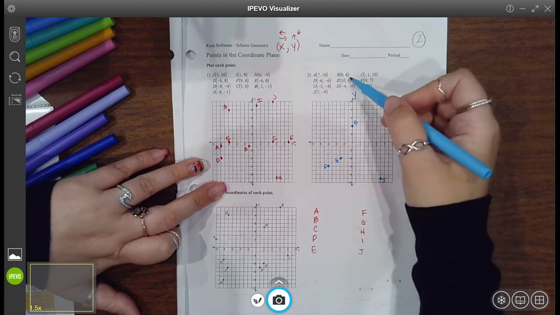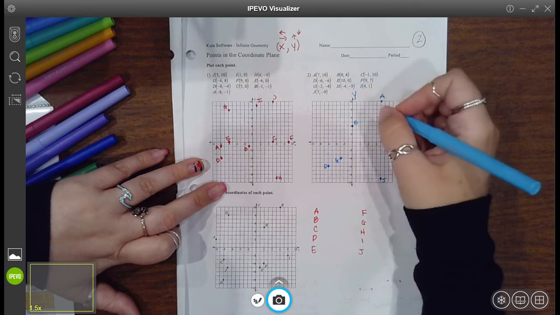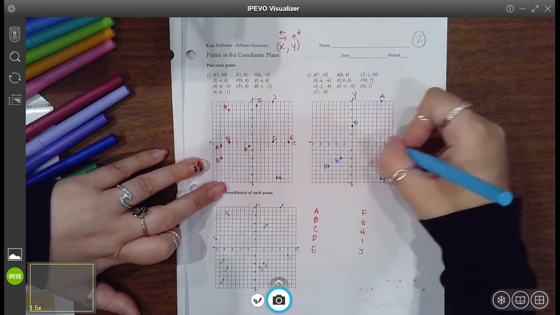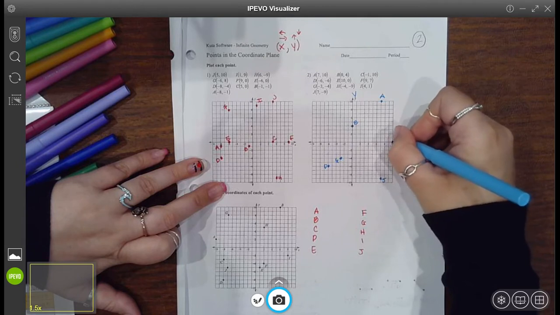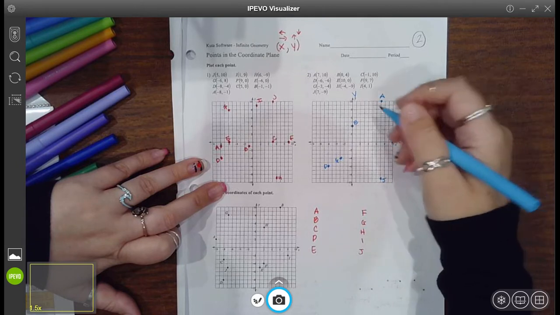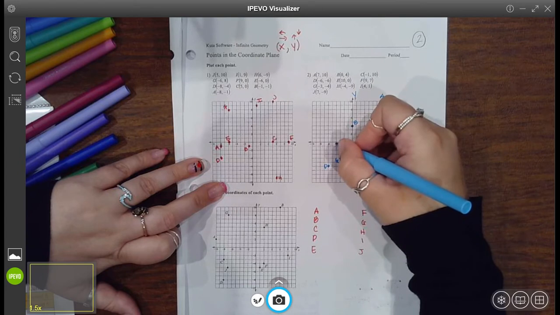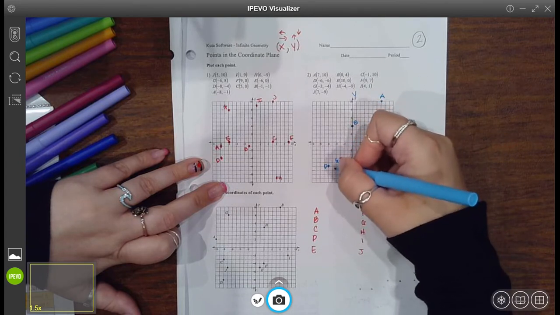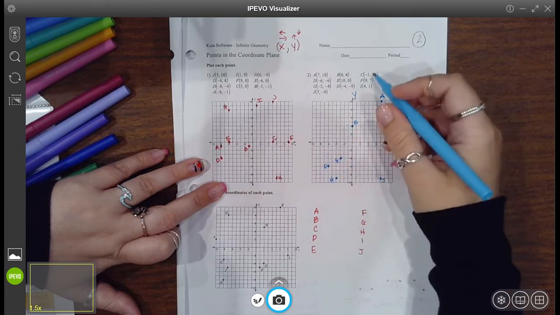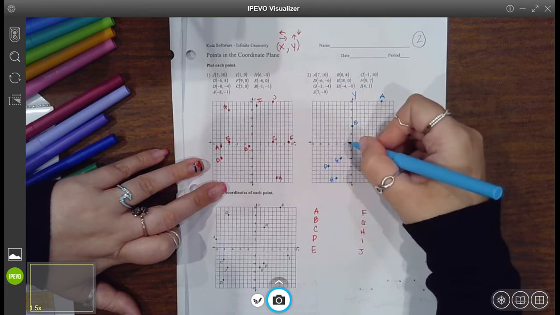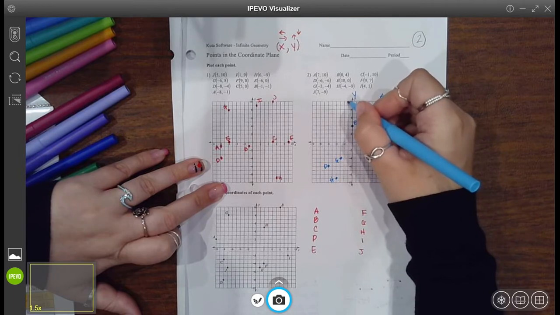All right, so we left off with B. Now we're on E. So I'm going to go to the right 10 and up nothing. So I'm just going to stay right there on E. And then H, you're going to go left 4 and then down 9. That would be H. And then C is left 1 and up 10.